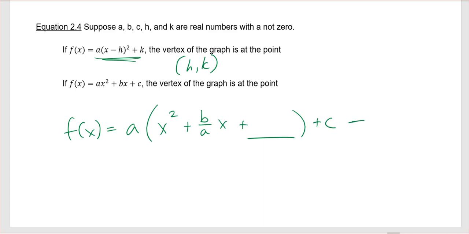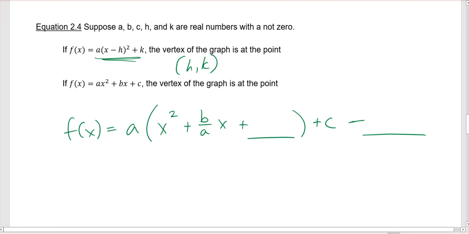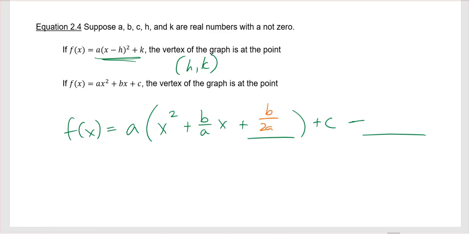And we need to remember to subtract that same thing, right? So we're going to construct this in the same way. We're going to take half of this, so B over A over 2. So that would simplify to B over 2A, right? And then we square it. Okay. And then we've got, we didn't just add this, we added A times that thing. So we have to subtract A times that thing.